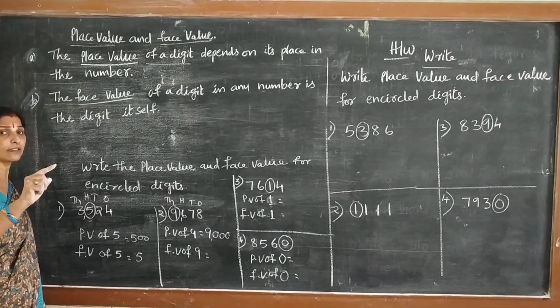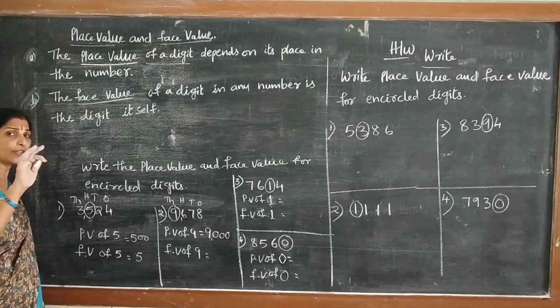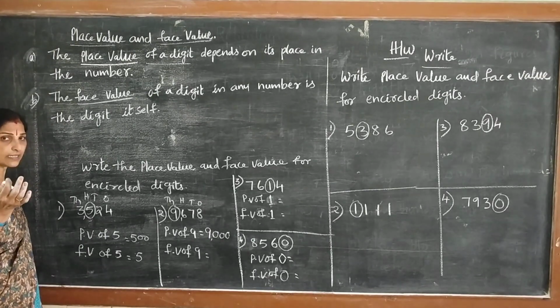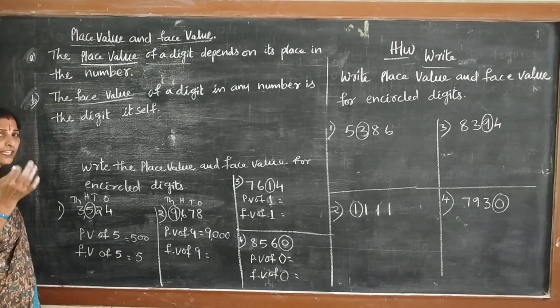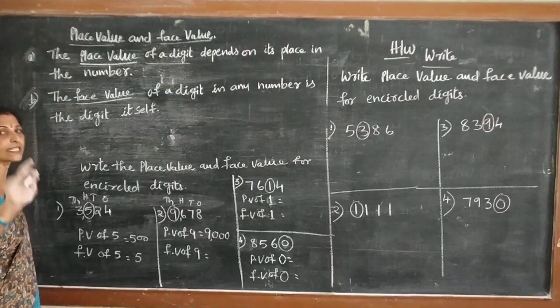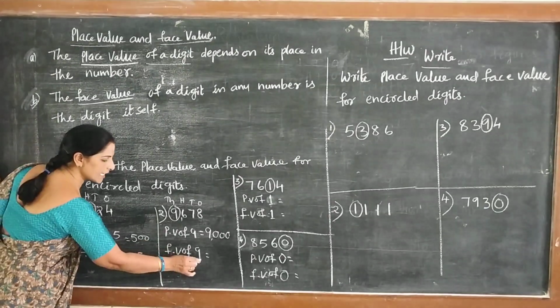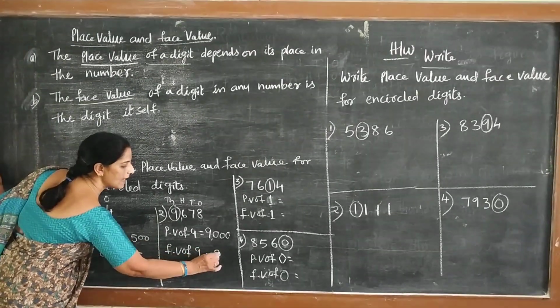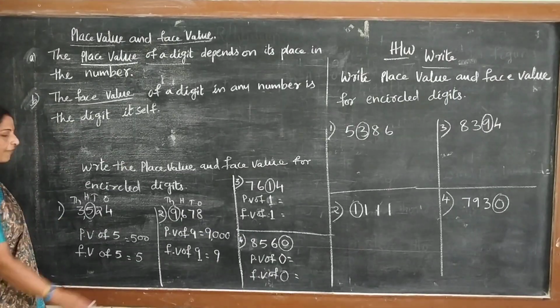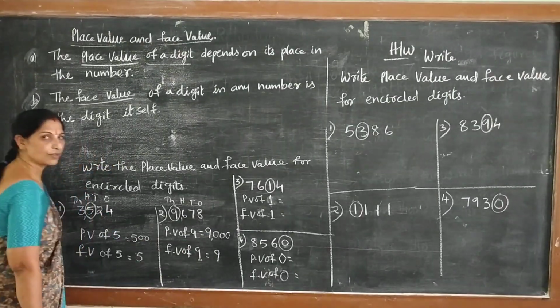The face value of the 9 is as it is. The face of the digit in any number is the digit itself. So the digit itself means 9 will be as it is. Face will never change. Okay children.